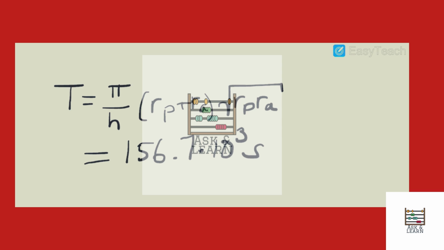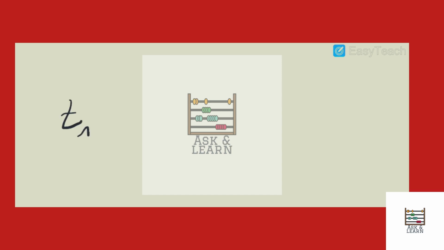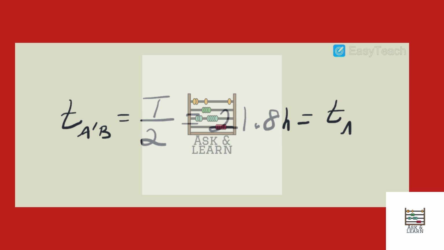Now the time required to travel from A prime to B is simply going to be half this value. So T from A prime to B will be equal to the period over 2, which is equal to 21.8 hours. And that is our transit time, and that's our final answer.